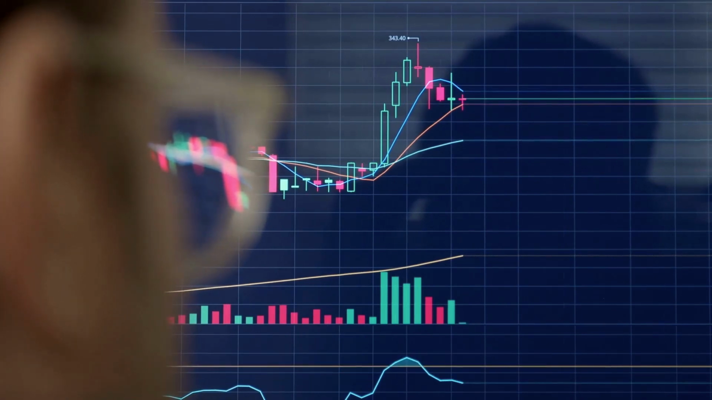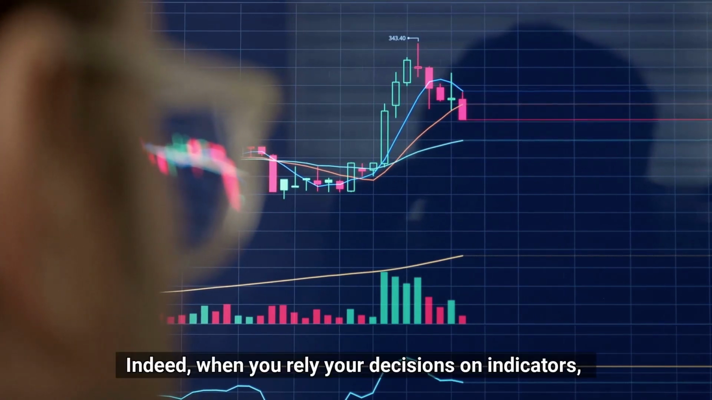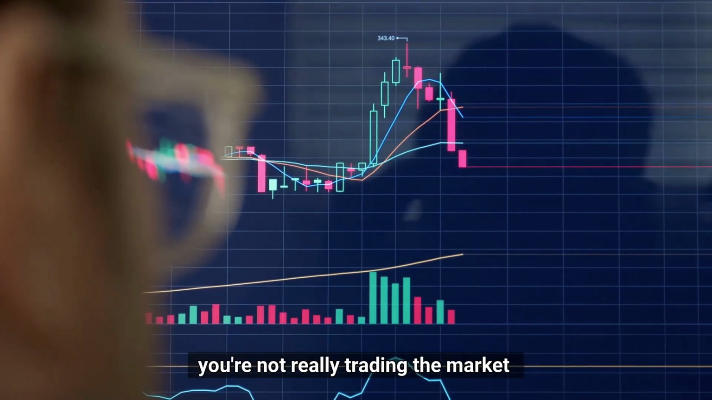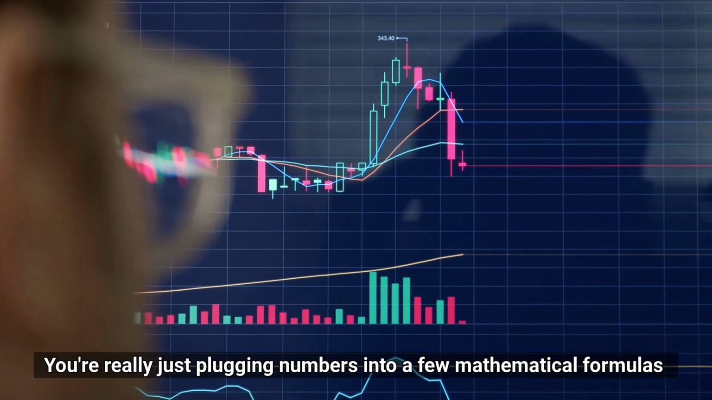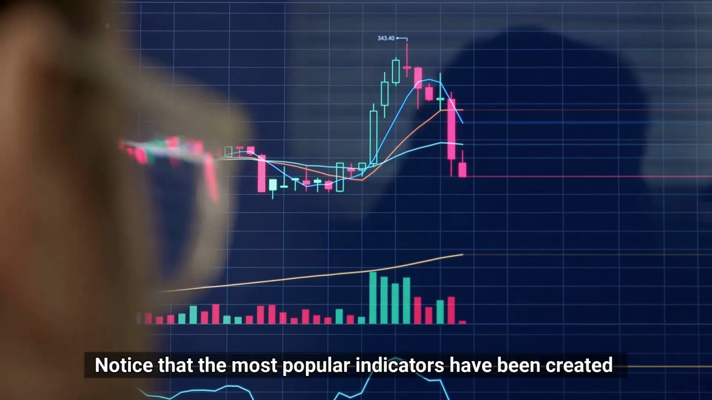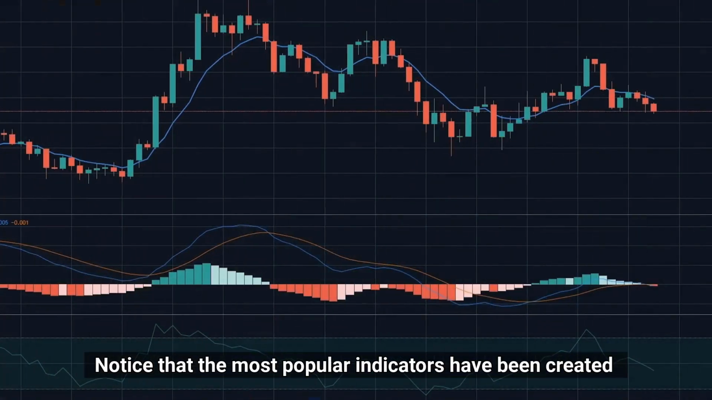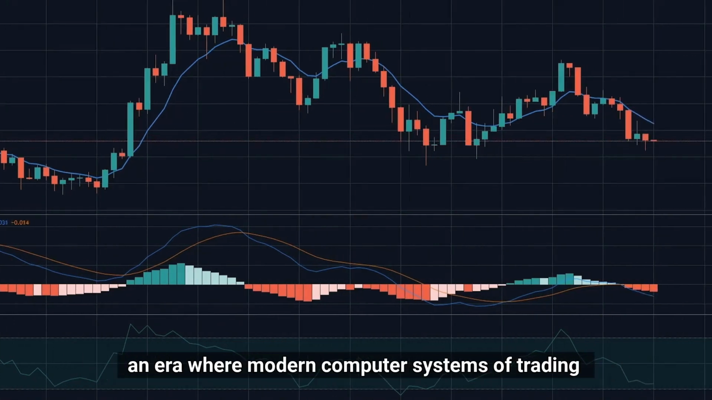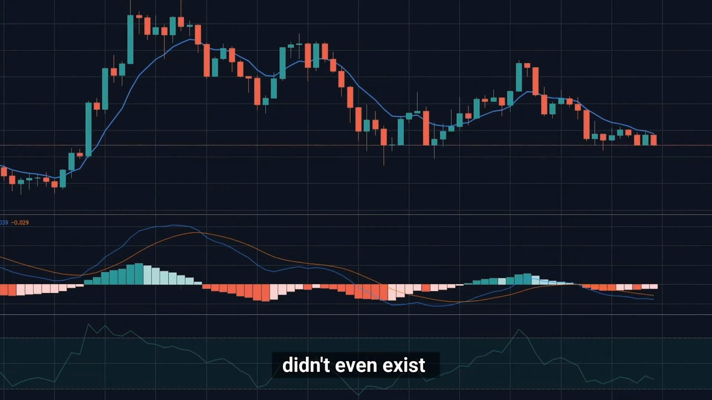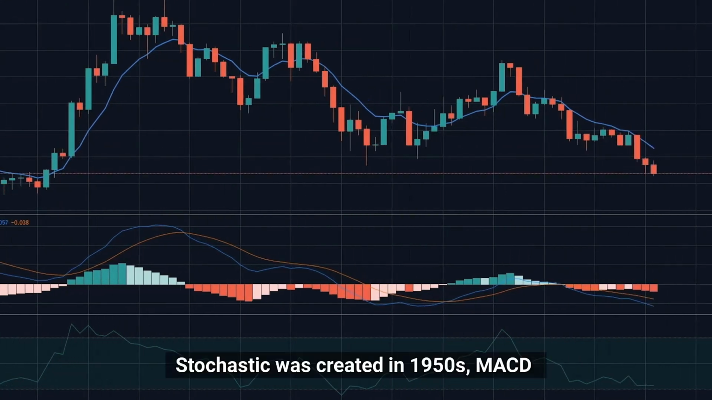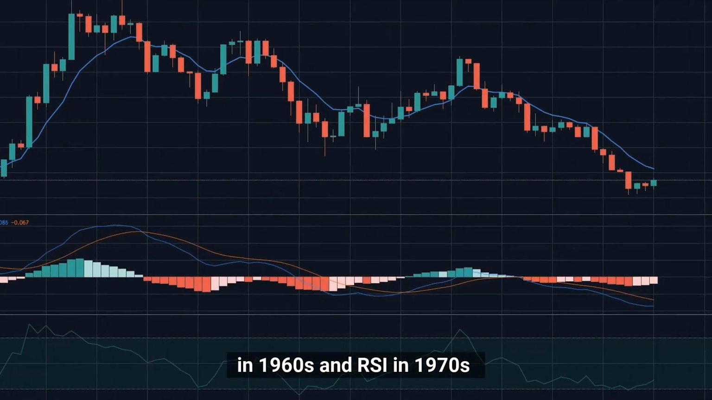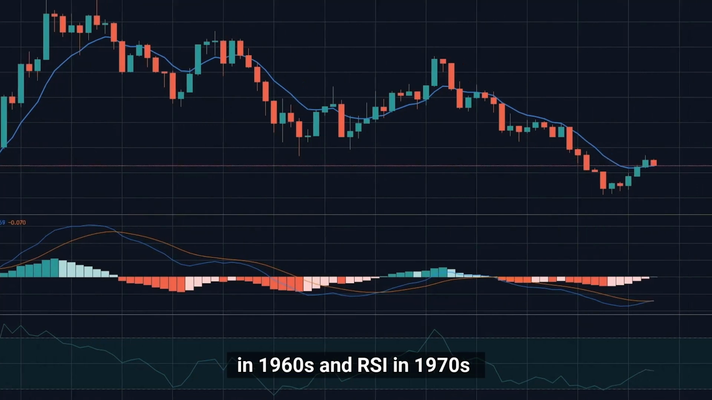Indeed, when you rely your decisions on indicators, you are not really trading the market. You are really just plugging numbers into a few mathematical formulas. Notice that the most popular indicators have been created in an era where modern computer systems of trading didn't even exist. Stochastic was created in the 1950s, MACD in the 1960s, and RSI in the 1970s.